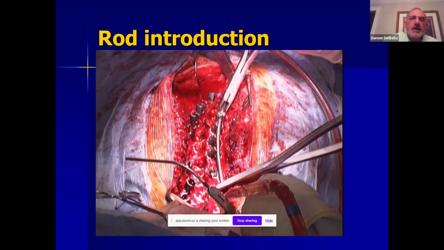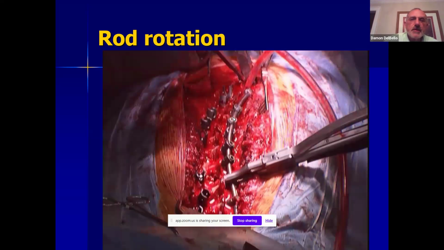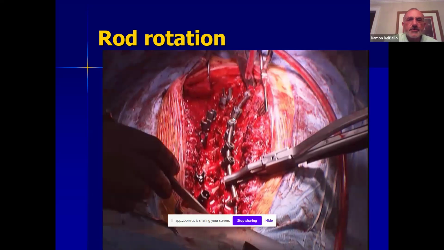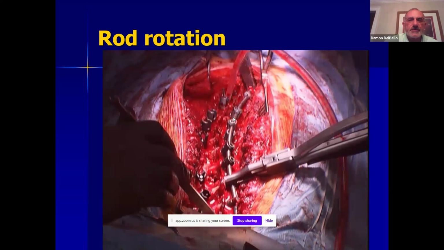So here, like I said, we're dropping the rod into those apical screws. And now we derotate. This was the advance of Cotrel and Dubousset in the 80s, doing this maneuver right here. Now, what does this do?